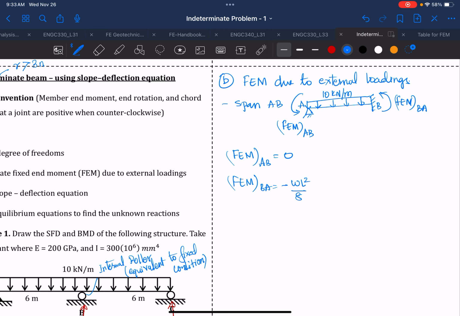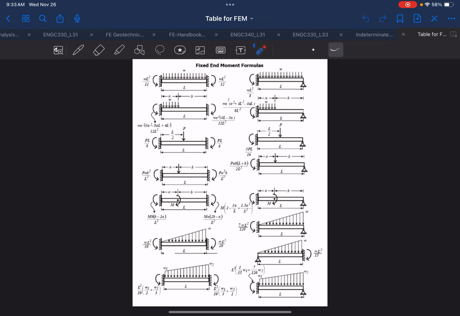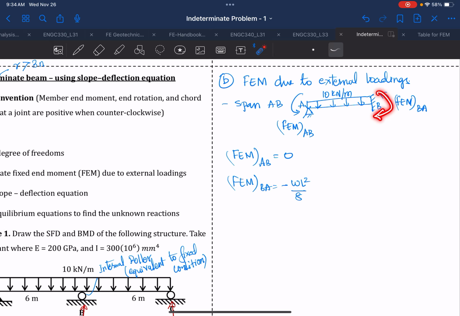Okay, so please remember that the positive means this part is going to be positive because it is counterclockwise, and this part, it would have been positive, it is counterclockwise, but the actual sheet that they use is going to be clockwise. So if it is clockwise, that means your value should be negative. Okay, so please keep that in mind, why it is negative in BA.